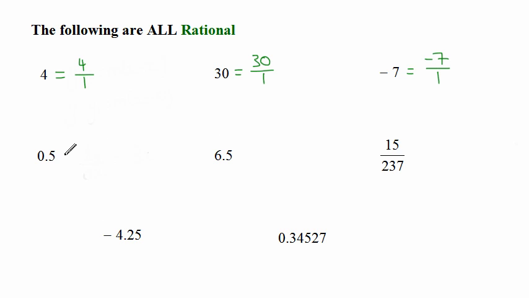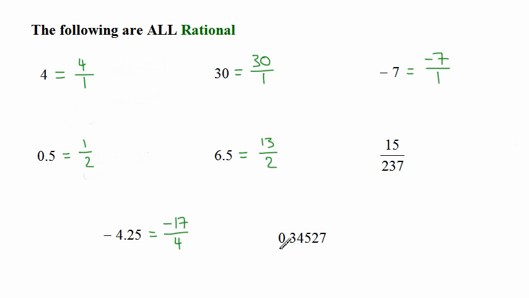0.5, so we have a decimal here, but this can still be expressed as a fraction. Hopefully you should realize that this is the equivalent of 1/2, which means that 0.5 is also rational. 6.5, this can be expressed as 13 over 2. So 6.5 is rational. 15 over 237. Well, this is definitely rational because it is already in the form of a fraction where both the numerator and denominator are whole numbers. So no problem here. Minus 4.25, this is the equivalent of minus 17 over 4. So this is also rational.